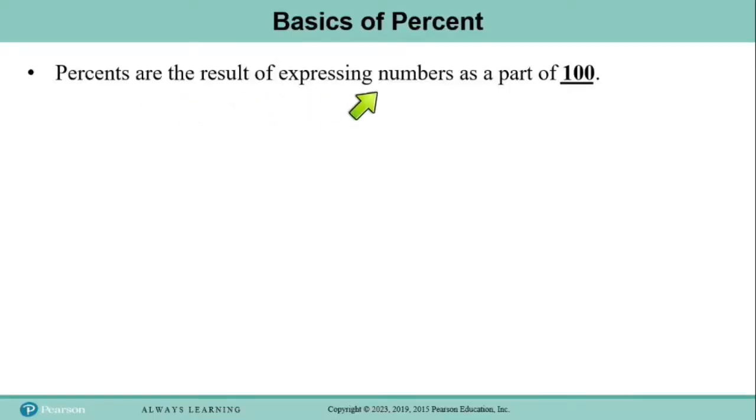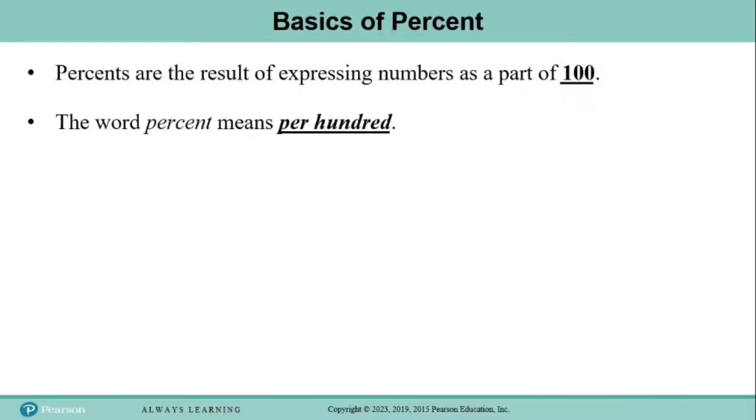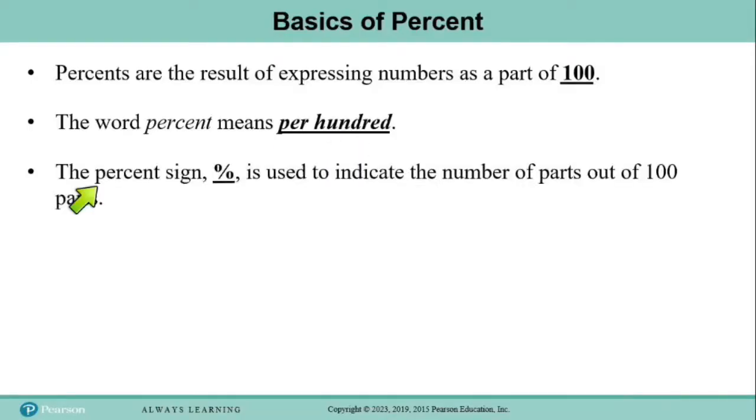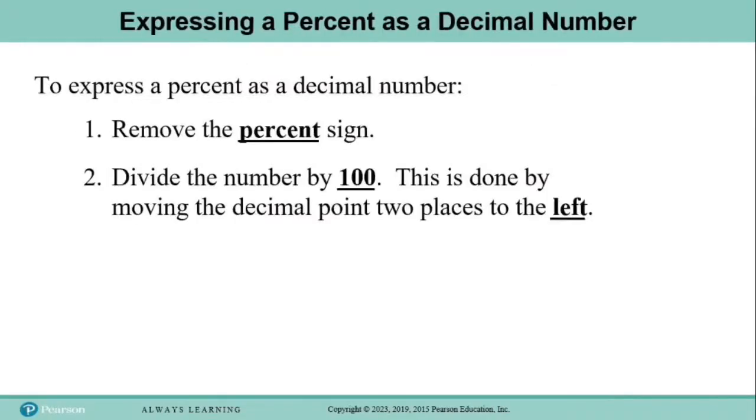Percents are the result of expressing numbers as a part of 100. The word percent literally means per 100 or divided by 100. The percent symbol that we all know so well is used to indicate the number of parts out of 100 parts. Now, whenever we see a percent given with a percent symbol, if we want to do any kind of calculation with that, we have got to remove the percent symbol and express the number in decimal form.